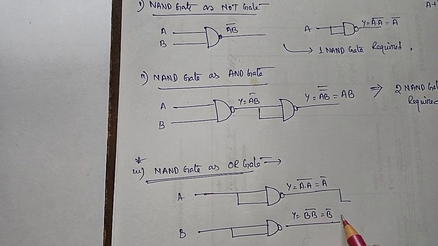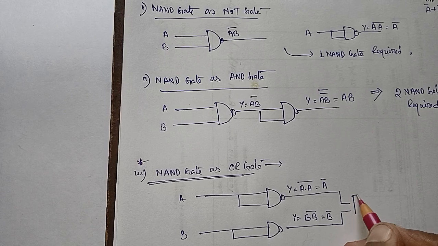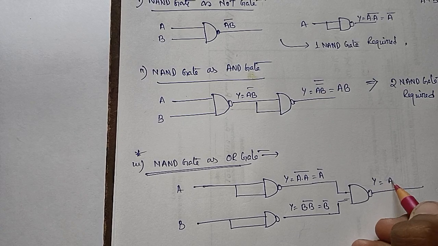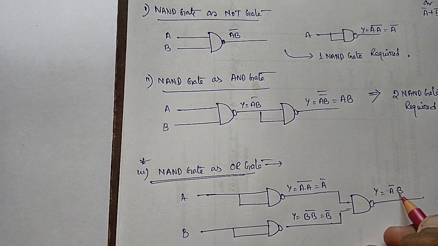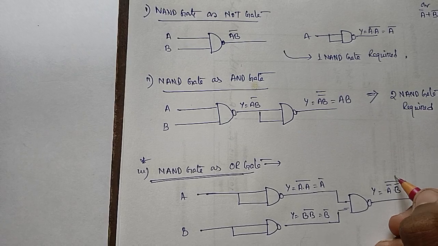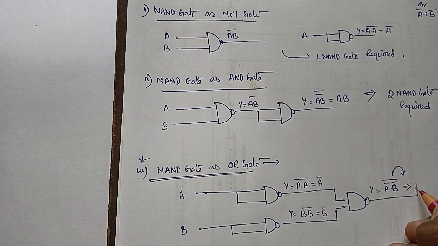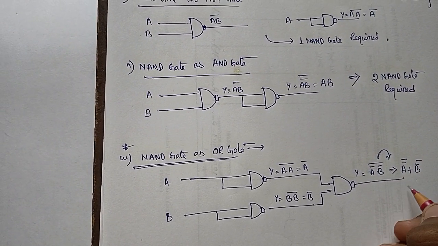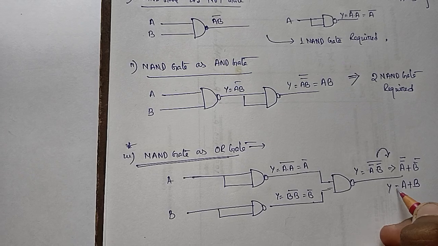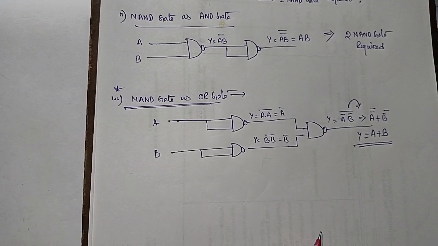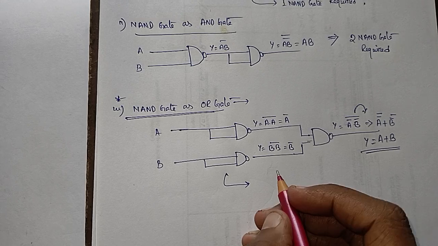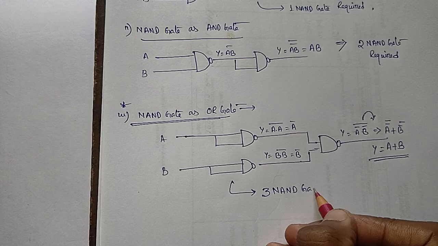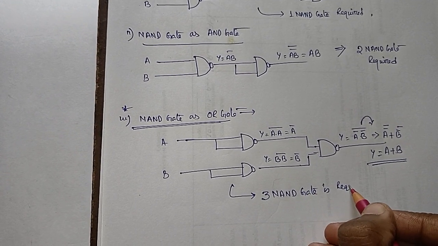And again we combine these two with a NAND gate, so we get Y equal to (A bar B bar) whole bar. If we apply De Morgan's law, we get A double bar plus B double bar. The bars cancel out, so we get A plus B. So here the NAND gate is working as an OR gate. For this we need 3 NAND gates.